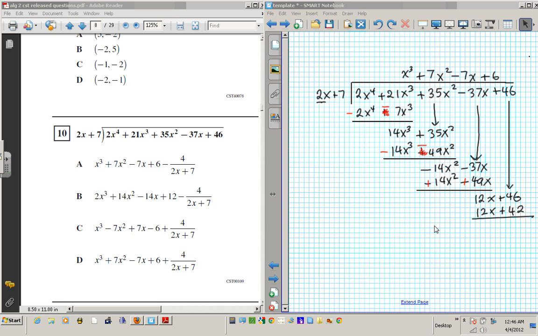Alright, so what we'll just do is subtract this from the top by flipping the sign, so this becomes a minus, and we change this plus to a minus, and then we add downwards. So this cancels out, and you're left with 4. Okay, because plus 46 minus 42 is just 4. Alright, so there goes your remainder. We can write the answer as x cubed plus 7x squared minus 7x plus 6, remainder, positive, because this is a plus, 4 over what you were dividing by, which is 2x plus 7.